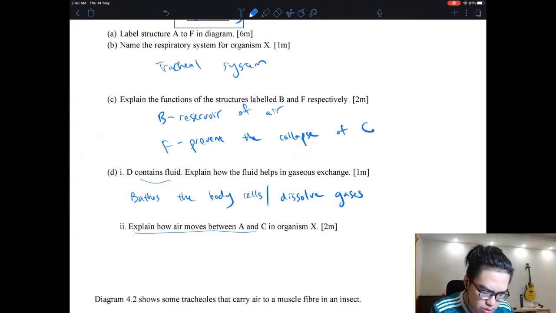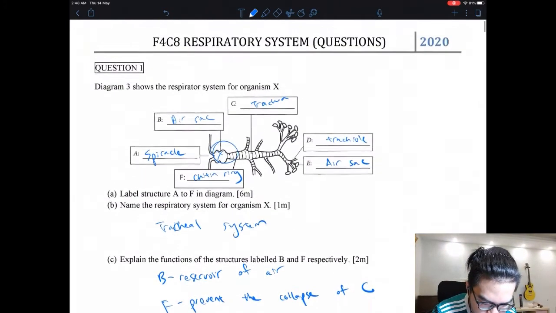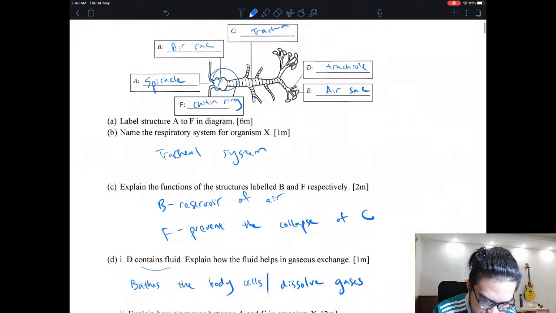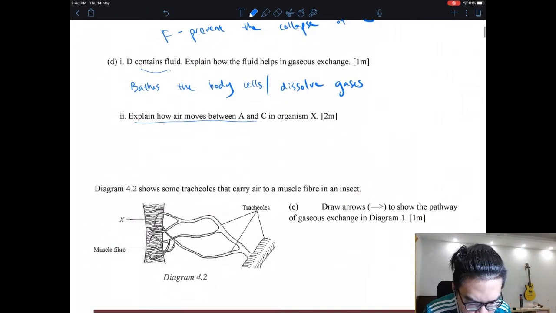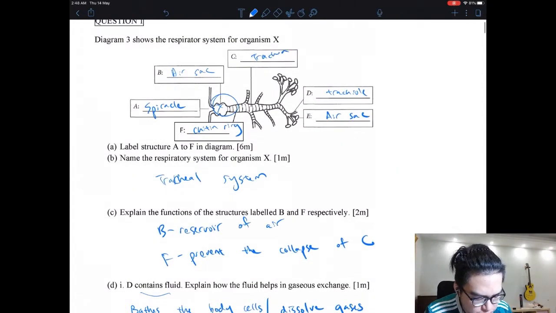Okay, I think this is due to the breathing mechanism. So you can say pressure. Pressure at C is lower than A. So air moves from A to C.